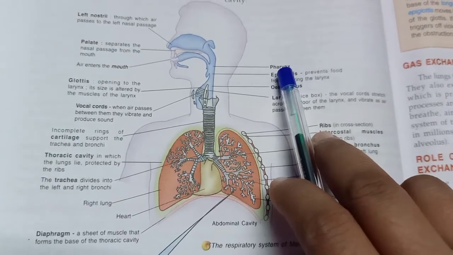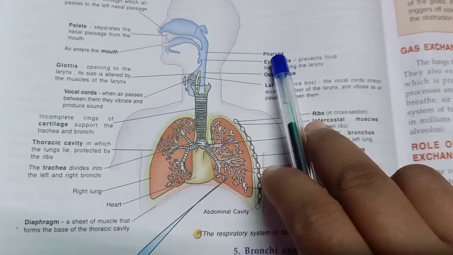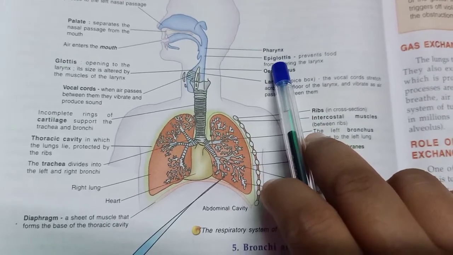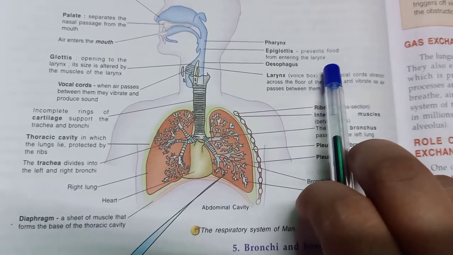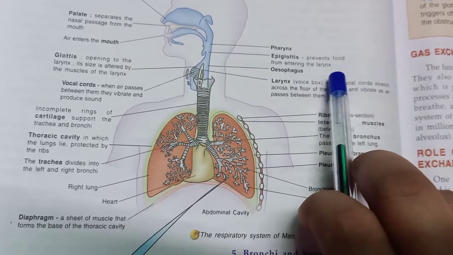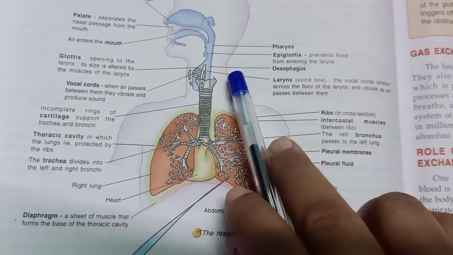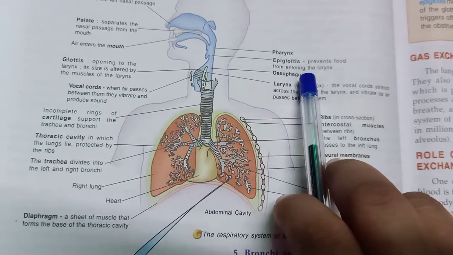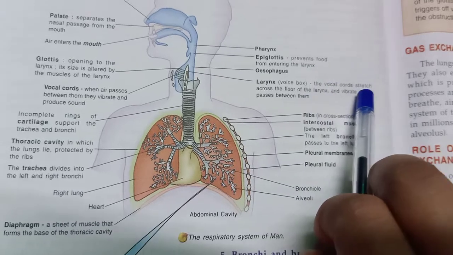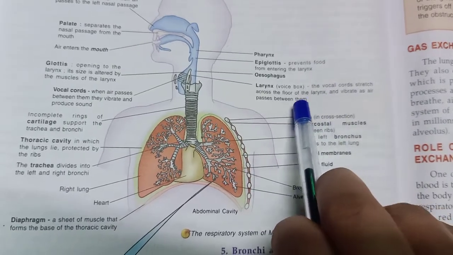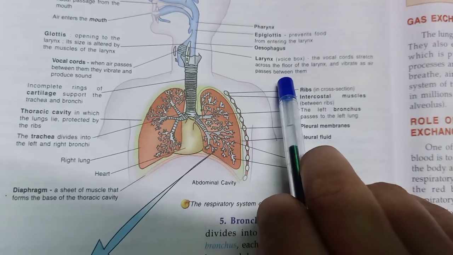The pharynx, as I told you, is the common passage for food and air. Then the epiglottis prevents food from entering the larynx. The esophagus is known as the food pipe. The larynx is also known as the voice box, and the vocal cords stretch across the floor of the larynx and vibrate as air passes between them.